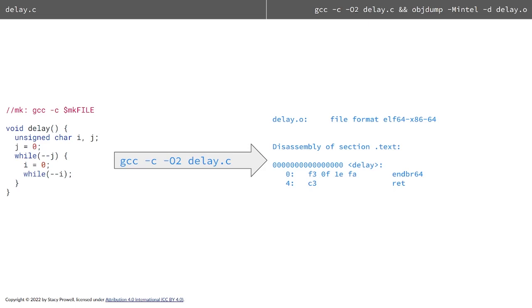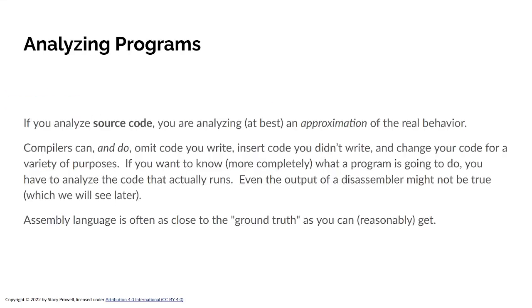So again, this is a strong difference between source code and what I actually get on the other side, and a reason to take a look at the disassembly. If you analyze source code, you're analyzing an approximation of the real behavior. Compilers do stuff that's crazy. They can insert code you didn't write, omit code you did write, and change your code for a lot of purposes. They can reorient your code, reorganize it, etc. If you want to know what it's going to do, you have to analyze what's actually running. The output of the disassembler might not be true, but it's maybe as close as you can reasonably get.